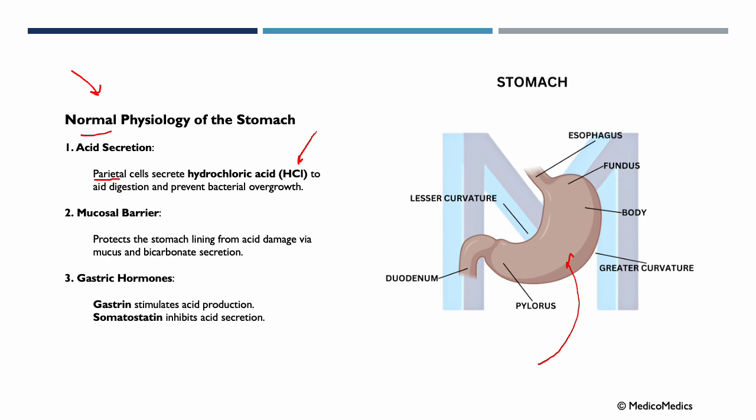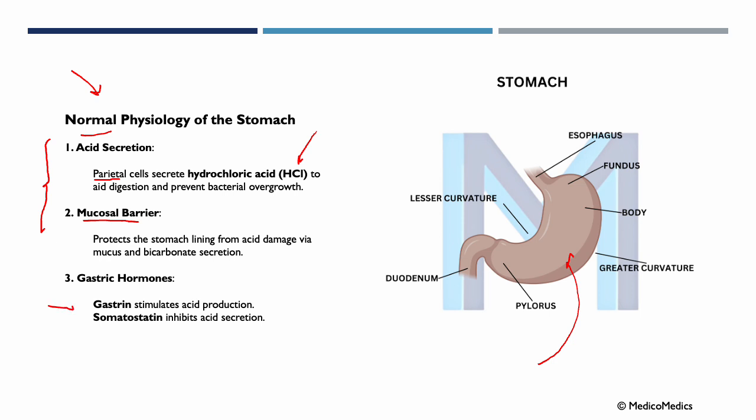However, because this acid is so strong, the stomach must protect itself. And this is done by the mucosal barrier, which includes a layer of mucus and bicarbonate that shields the stomach lining from being damaged by its own acid. So the balance of acid production is carefully regulated by gastric hormones.